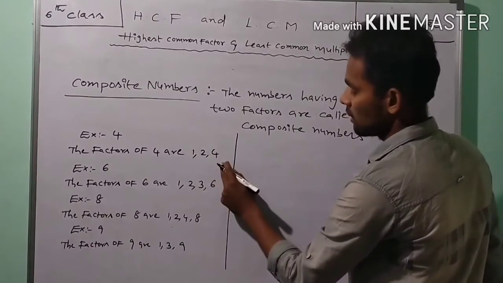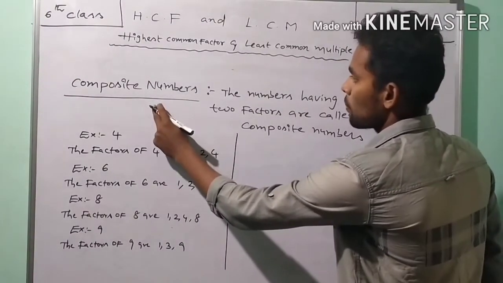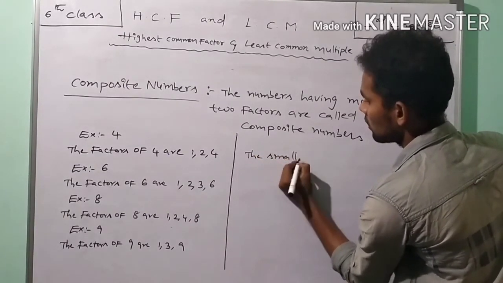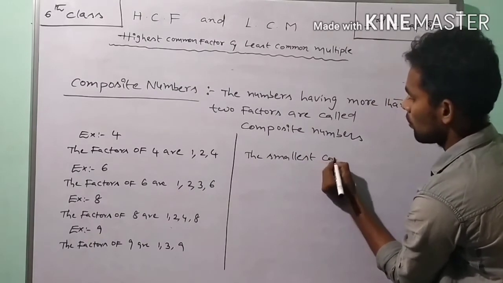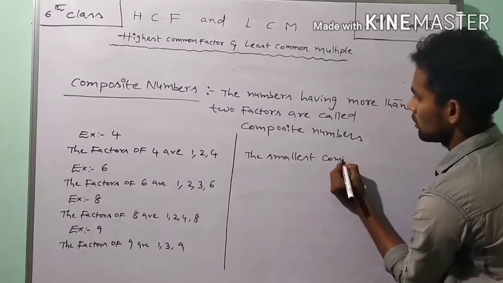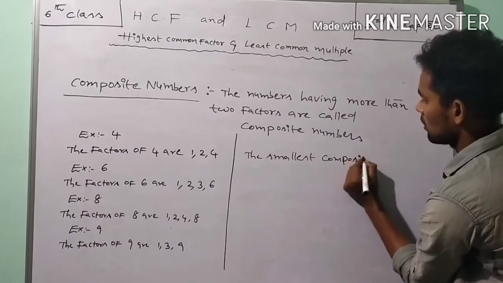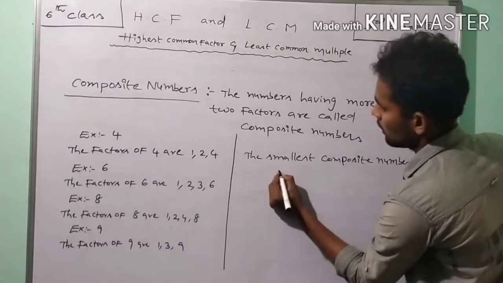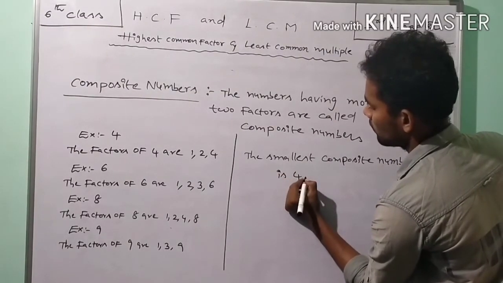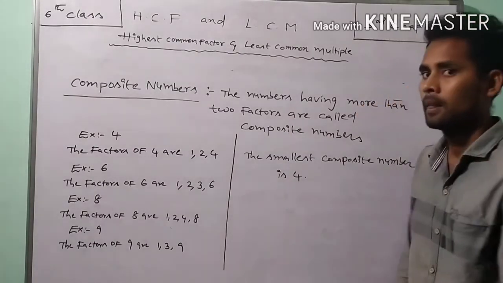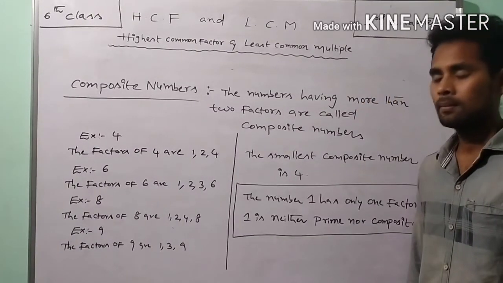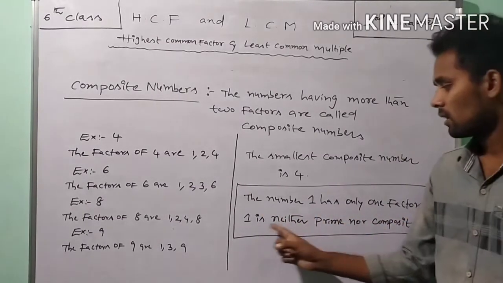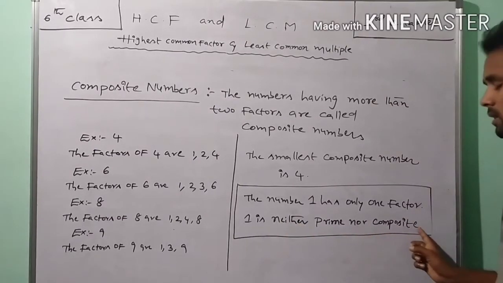More than two factors is called a composite number. The smallest composite number is 4. The number 1 has only one factor. 1 is neither prime nor composite.